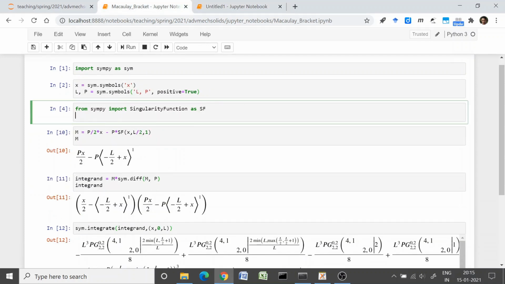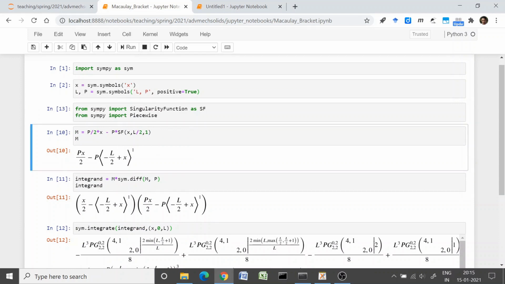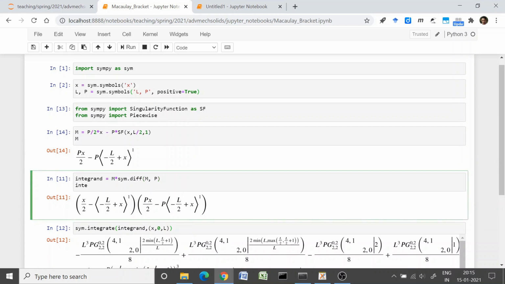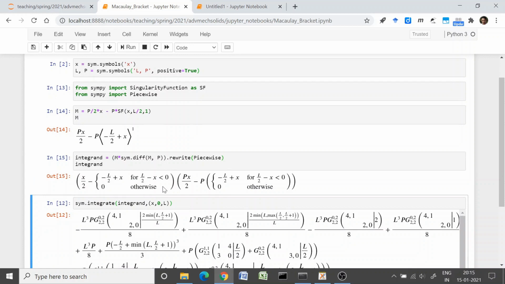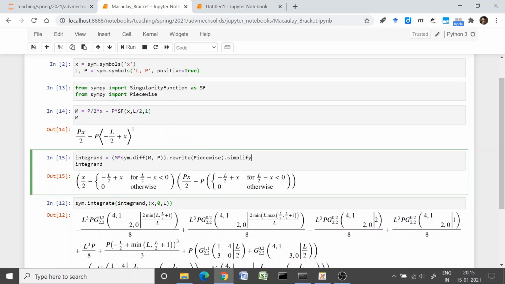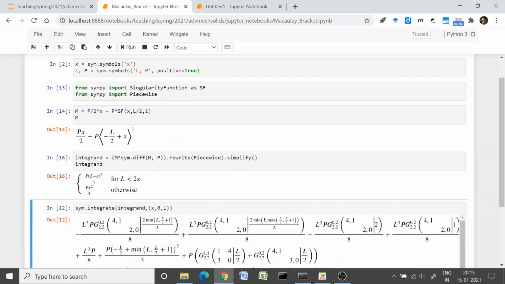Okay, so let's try to do that. We go back to this line, we import this piecewise utility, and then let the m remain like this, but this integrand I will rewrite using the piecewise thing first. Okay, so let's just see what happens here. So it is somewhat better, but not quite. So let us simplify this further and see what happens. So this is much better.